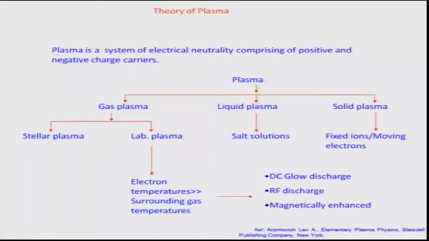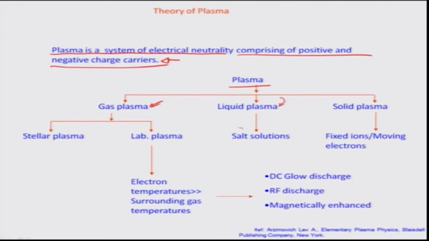So let us look into the theory of plasmas a little bit. As we all know, plasma is a system of overall electrical neutrality comprising positive and negative charge carriers. So obviously there is a shift in the overall charge center. The positive charges are separate in the form of ions, and then there are electrons which are all going around in a gaseous state. If you look at plasma categories, you can have plasma in gases, so gas plasmas.